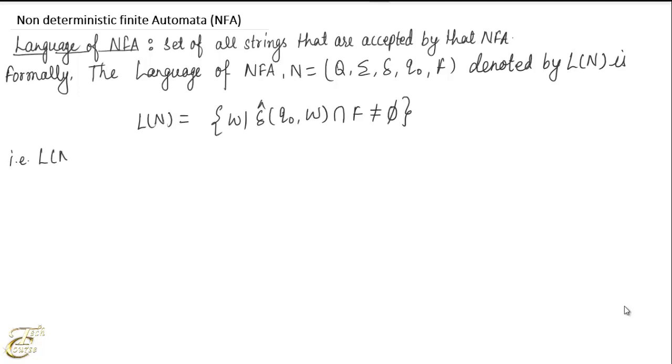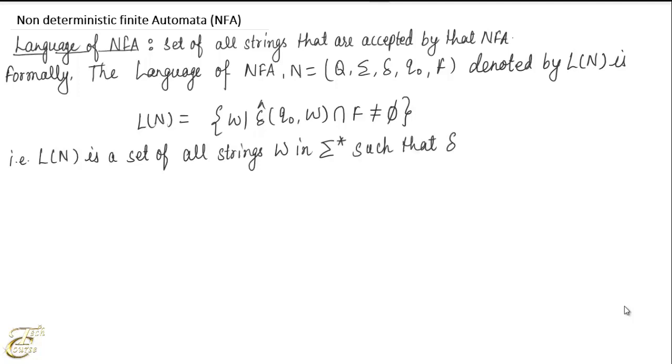That is, L of N is a set of all strings W in sigma star such that delta cap of Q0, W contains at least one accepting state.